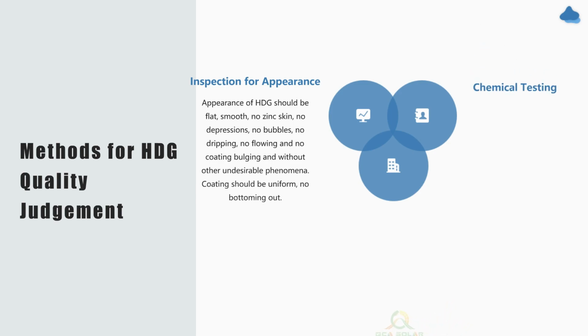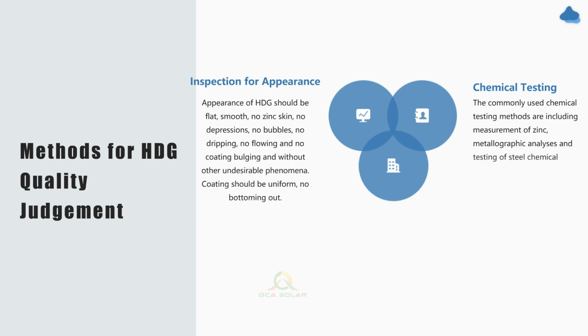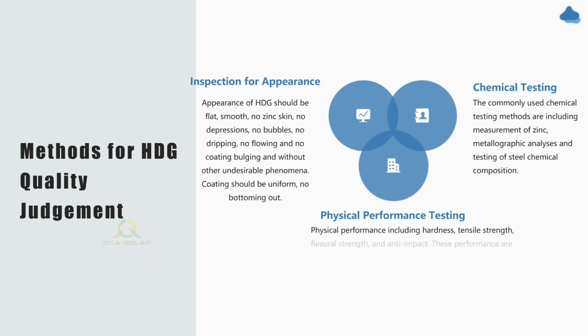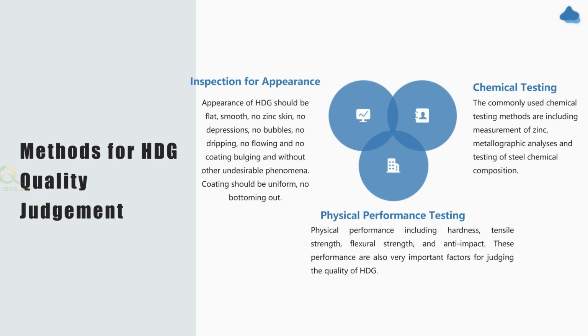Chemical testing. The commonly used chemical testing methods include measurement of zinc, metallographic analysis and testing of steel chemical composition. Physical performance testing. Physical performance includes hardness, tensile strength, flexural strength, and anti-impact. These performances are also very important factors for judging the quality of HDG.